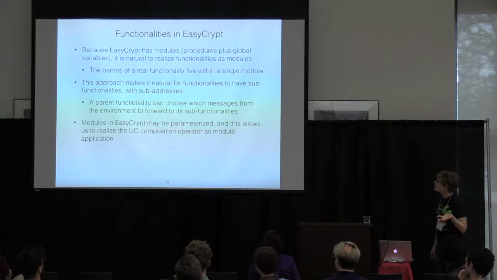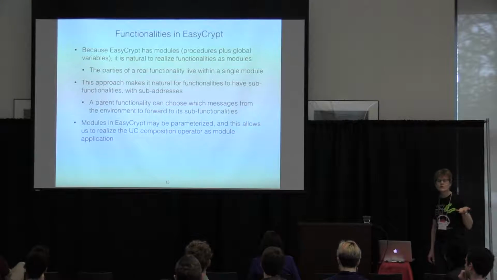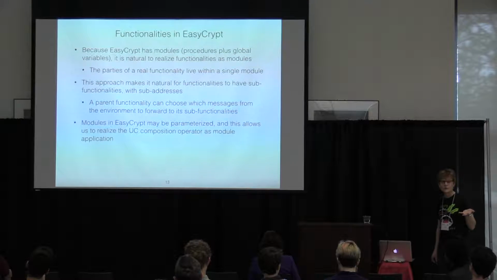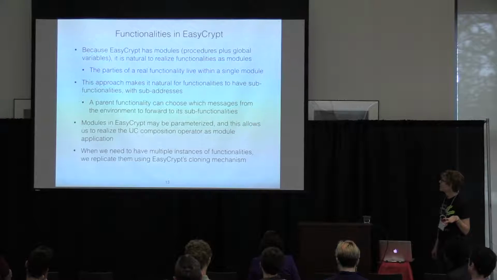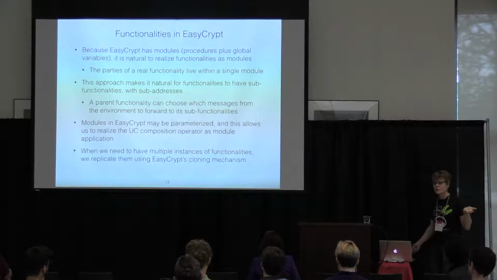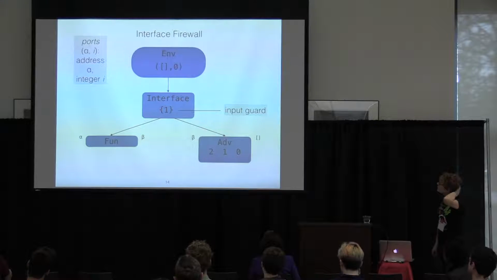Modules in EasyCrypt may be parameterized, and that means that UC composition can very simply be realized just as module application, which is really nice. And when we need multiple instances of functionalities, we replicate them using this cloning process. So we can just fire up statically as many of these things as we need.